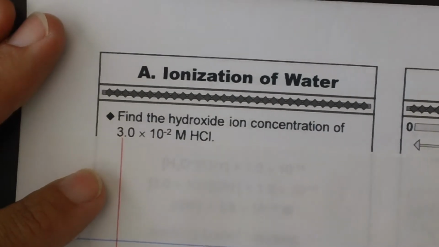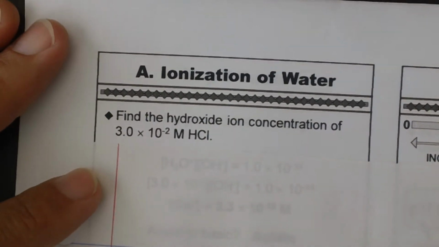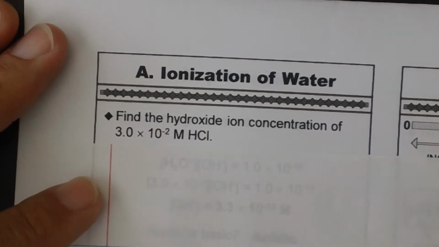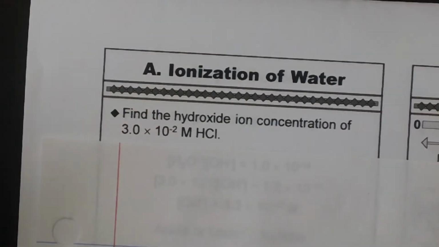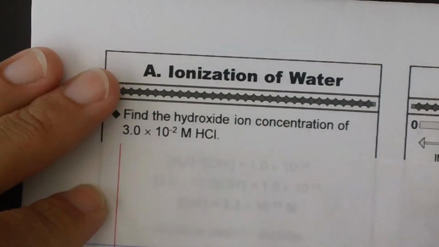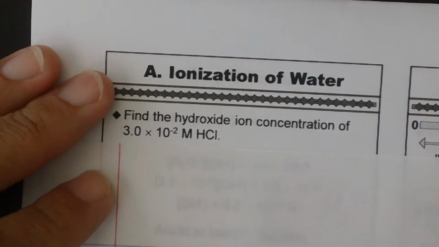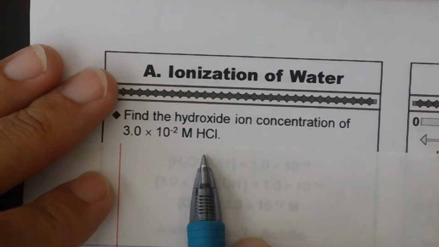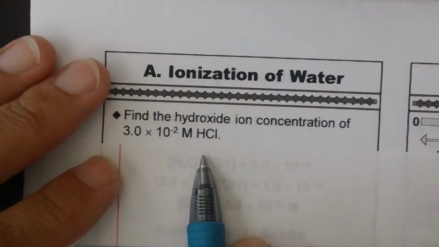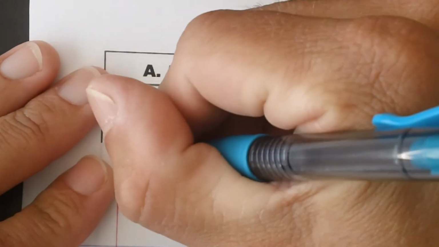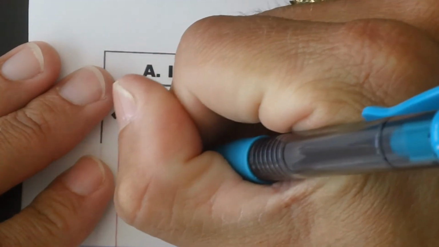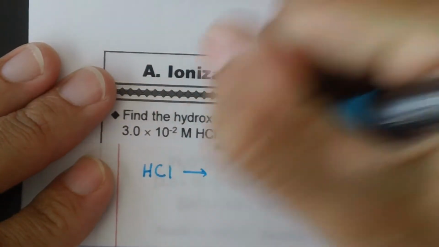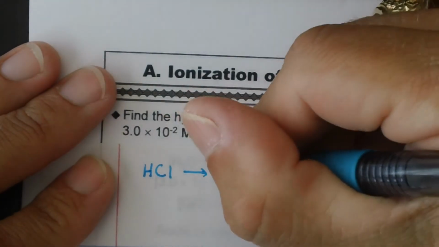So here we go. Here's our first little problem. I'll show you the pretty work underneath this once I do it by hand for you. This says find the hydroxide ion concentration of 3 times 10 to the negative second molar HCl. The key to victory here is to figure out whether HCl is an acid or a base in this problem. And what we have here is that HCl, when we drop it in solution, is a strong acid.